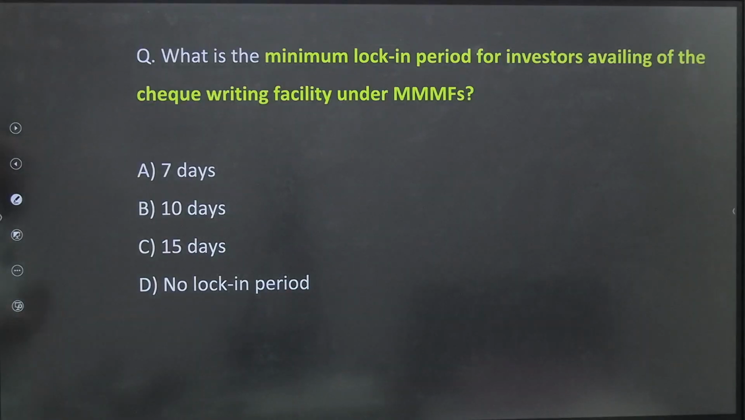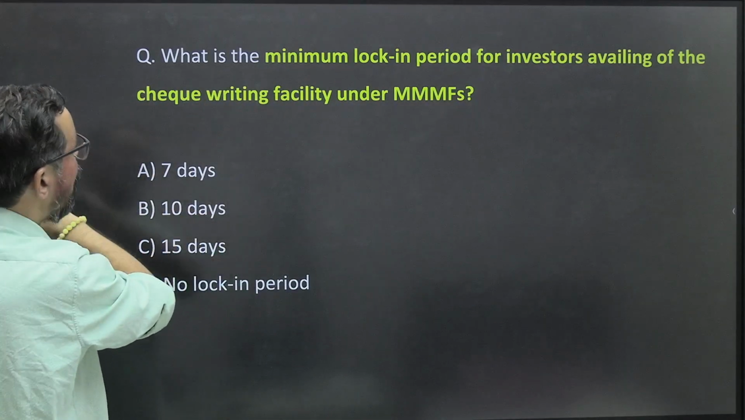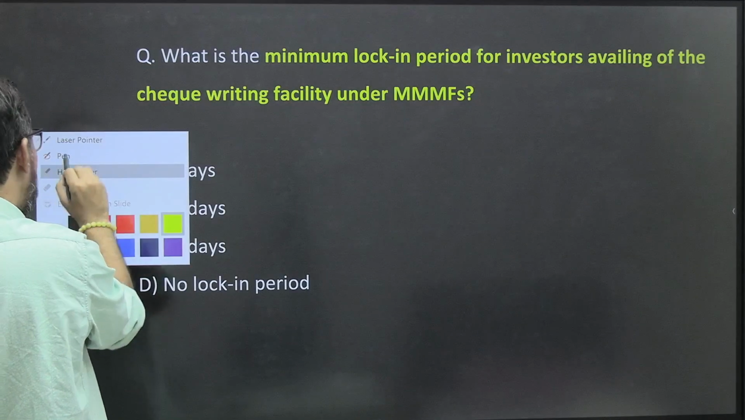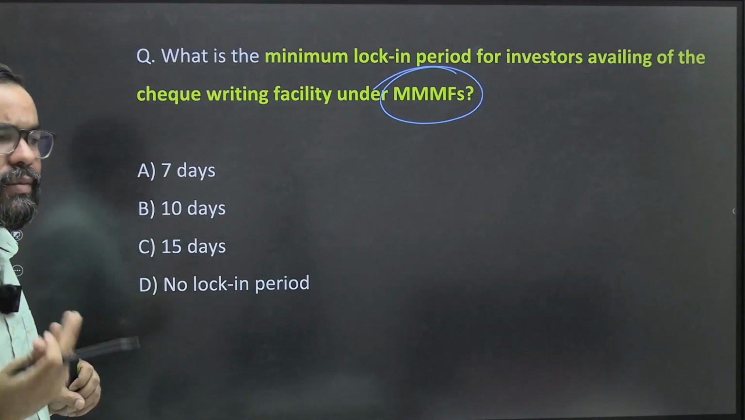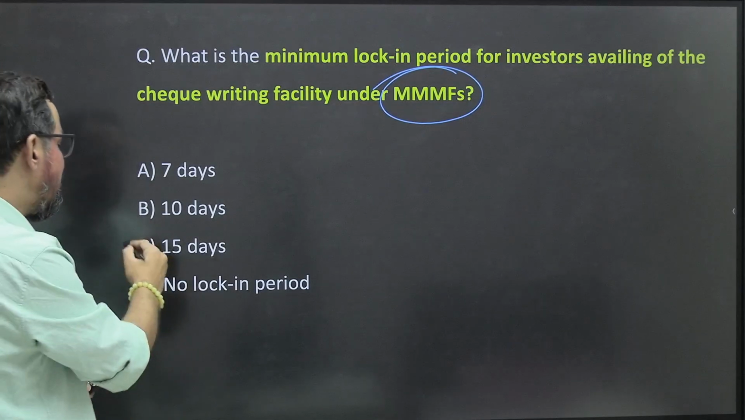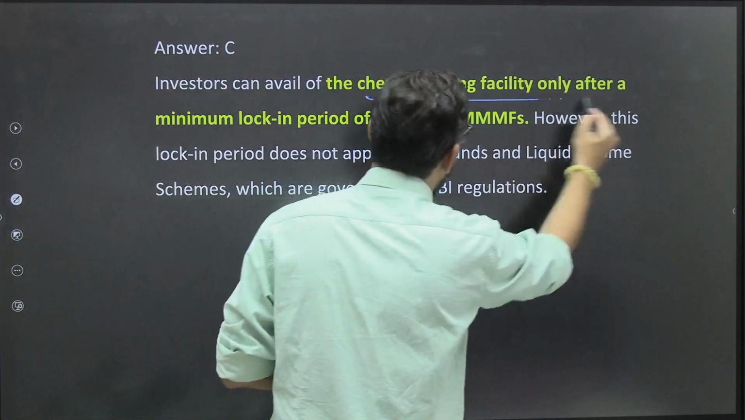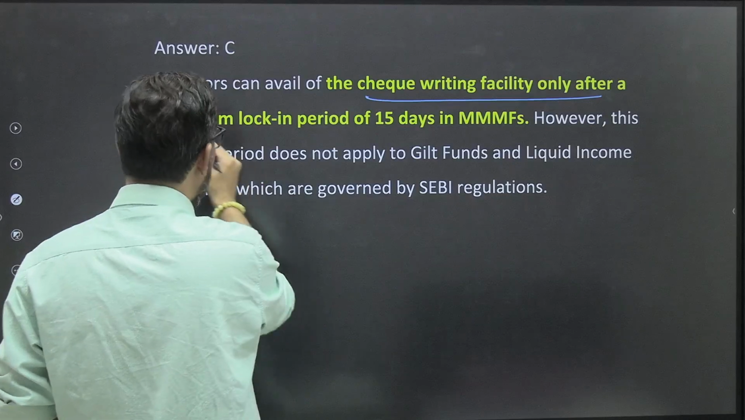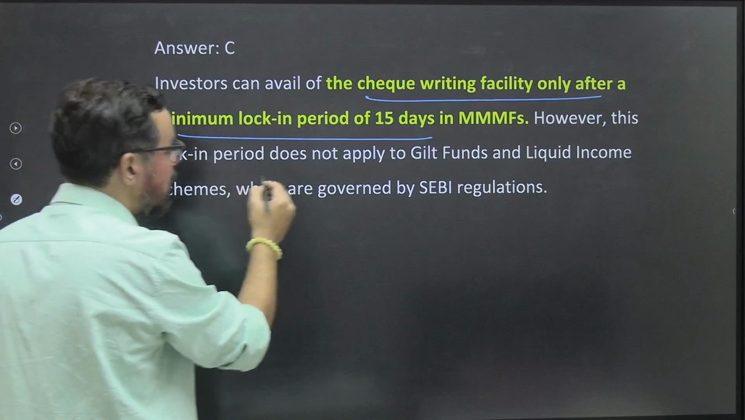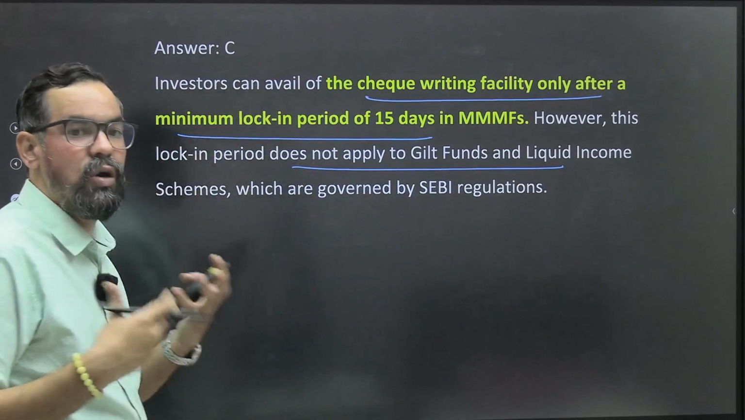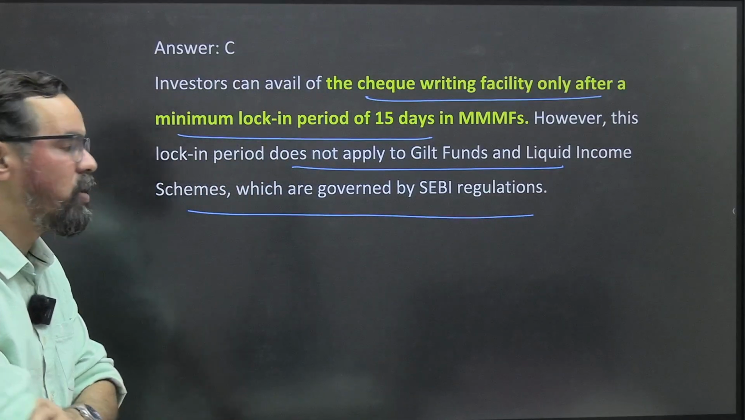Next one. What is the maximum lock-in period for investors availing of the check writing facility in money market mutual funds? MMMF means money market mutual funds, whose maturity is less than 1 year. The check writing facility is available after how many days? It is 15 days. An investor can avail of the check writing facility only after a minimum lock-in period of 15 days in money market mutual funds. However, this lock-in period does not apply to gilt funds, meaning government securities, and liquid income schemes, which are governed by SEBI regulations.